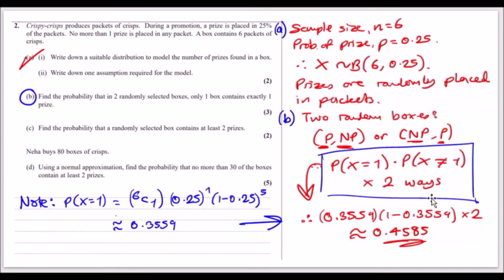So X not equal to 1 is of course going to be 1 minus this value, which will give you the remainder. And then times that all by 2. This times 2, you get finally 0.4585.